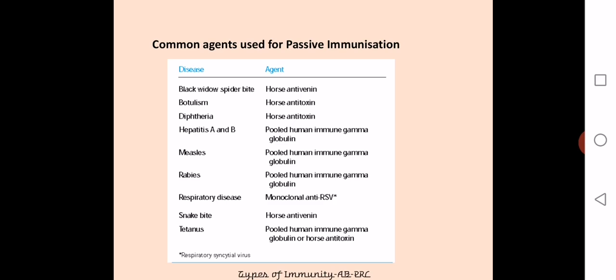So these are the different agents used for passive immunization. Horse antitoxin is used for botulism infection. Horse antitoxin is again used for diphtheria. Pooled immune gamma globulin, pooled serum, is used for measles and also for rabies. So different solutions from different sources are used for imparting passive immunity.